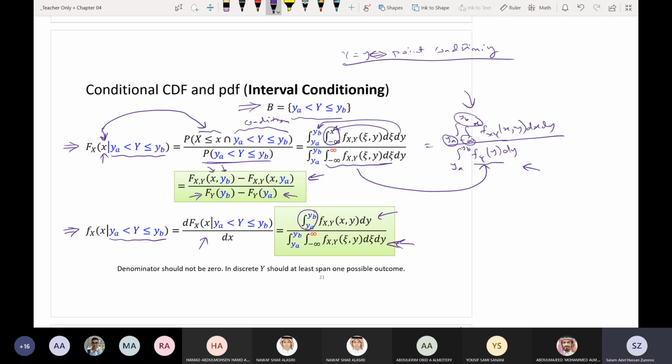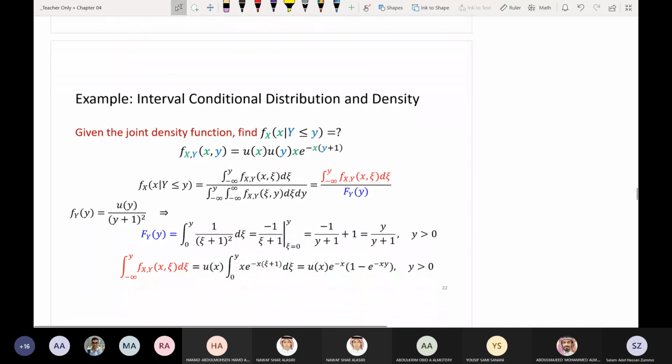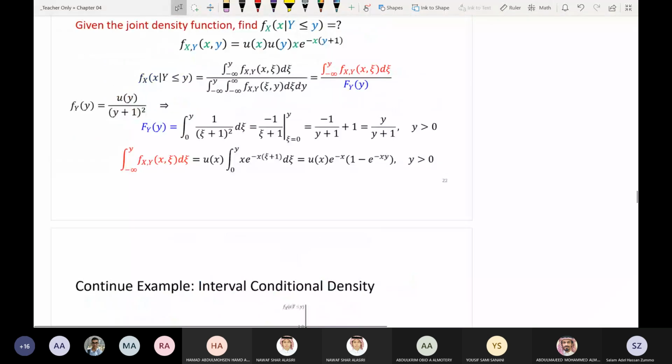Of course, this is given that the denominator is not 0. So again, the physical meaning of this condition is that the condition is not impossible. Don't ever condition on an impossible event. The denominator will not be 0 if the condition is not impossible. Okay?